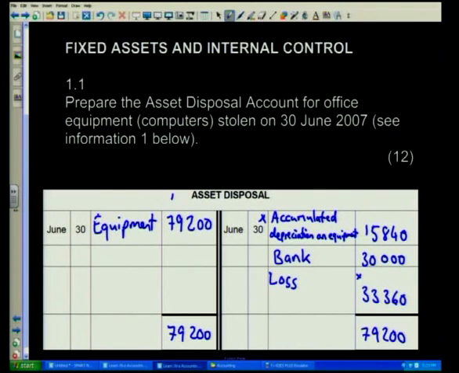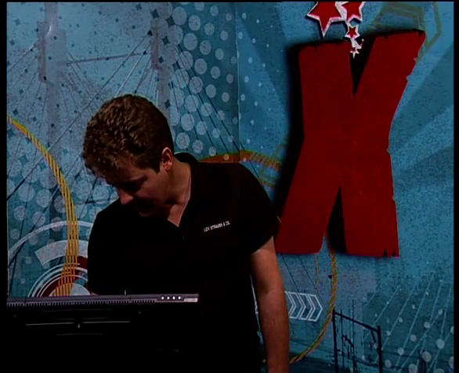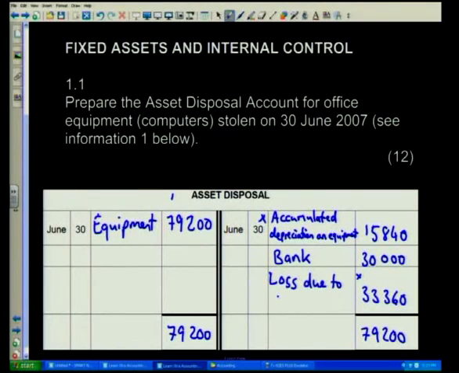And we shouldn't say loss on sale of asset because we haven't actually sold the asset. Here's where the difference comes in. We should write something like loss due to theft. So our loss due to the theft of asset has come to 33,360.